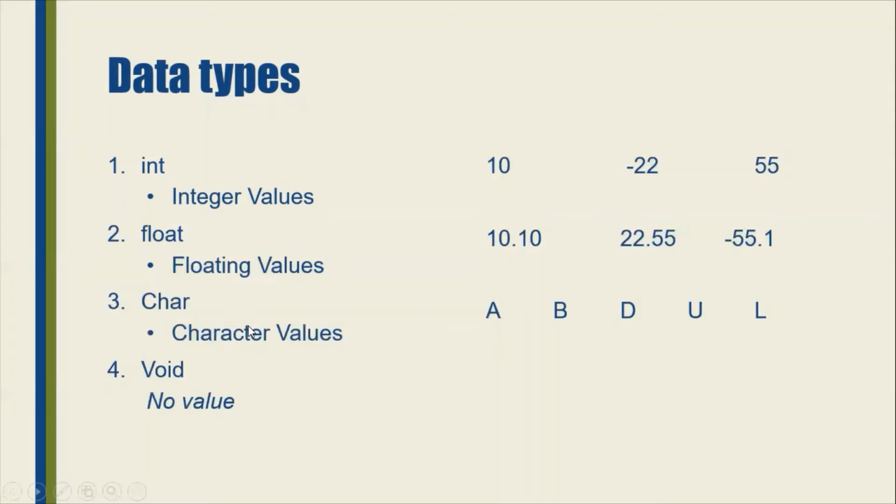And the last one is void, which is nothing but null. That means it does not have any value. So if you see the main program, it is nothing but void main. That means the main function is not going to return any value. We will see in detail how void works in the C language.